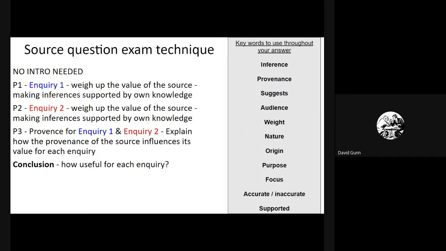So here is the structure. I had it confirmed again from this examiner that you don't need an introduction. Okay, so it's got 3 internal paragraphs and a conclusion.